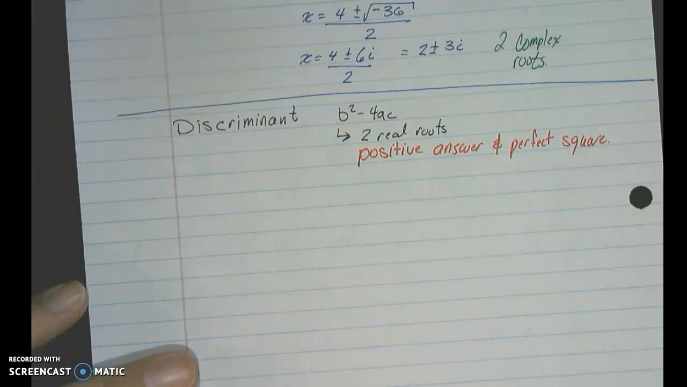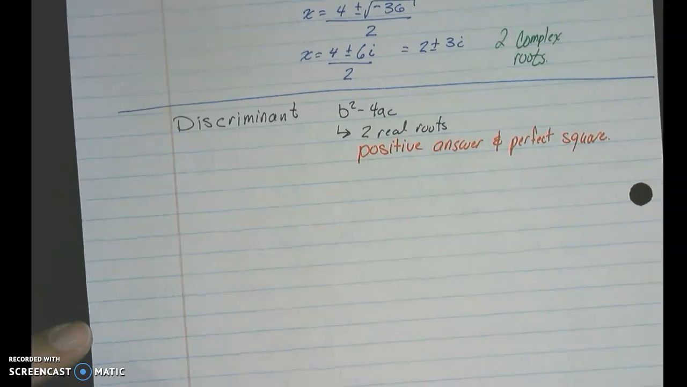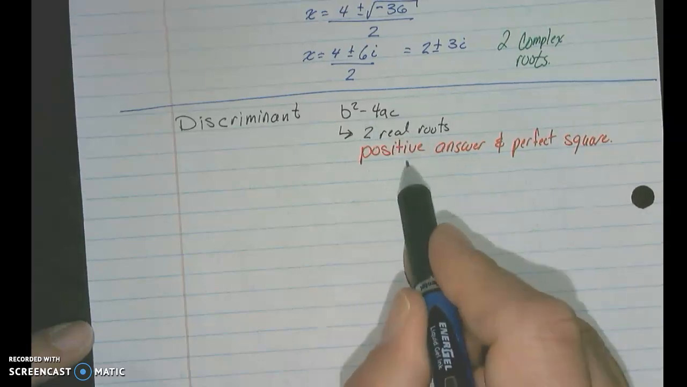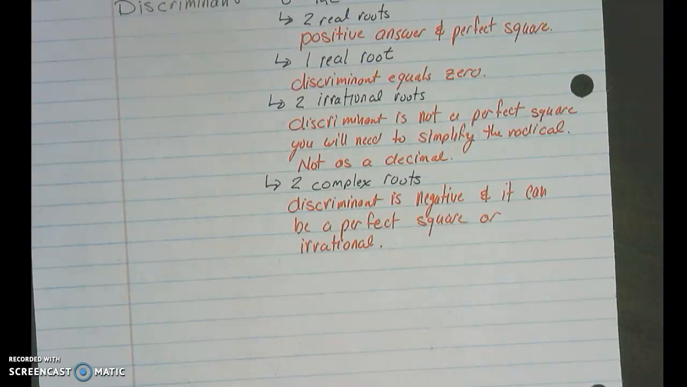Okay, so we're talking about the discriminant. It's just the part inside the radical. We first talked about there being 2 real roots. Those 2 real roots, once you do this number here, you should get a positive result, and it's a perfect square. Okay? And then we did 2 irrational roots. Your discriminant is not a perfect square. You'll need to simplify the radical, not as a decimal. Leave it as a radical. And then 2 complex roots, discriminant is negative, and it can be a perfect square or an irrational number. You're going to have an imaginary number definitely in there, okay?